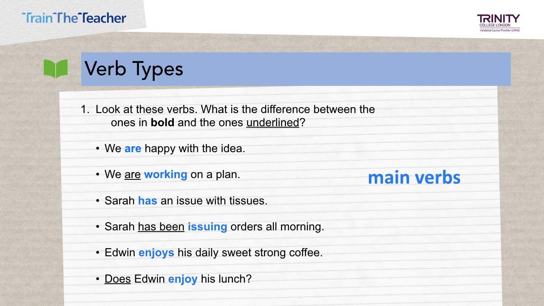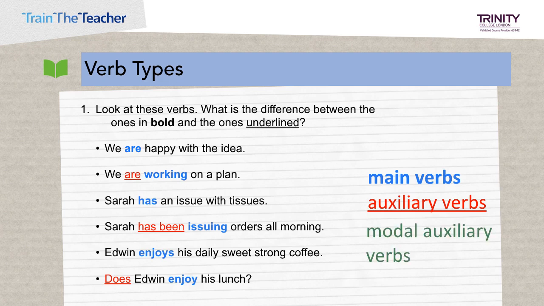So the verbs in bold are main verbs. These describe actions, states, or processes. Whereas the underlined verbs are what we call auxiliary verbs, which work in conjunction with main verbs to form tenses or questions. We'll look at further examples a bit later. The other verb type is what we call modal auxiliary verbs, or simply modals. We'll talk more about those in another video, although you'll see one come up in this video.